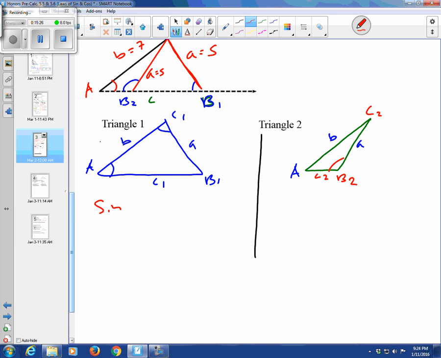sine of our angle 30 degrees over our side of length 5 equal to sine of angle B over our side of 7. Now right here, what we're going to do is, of course, multiply by 7 on both sides and then take inverse sine of both sides to get our angle B. Now, which angle B is it going to be? Is it going to be B1 or B2?